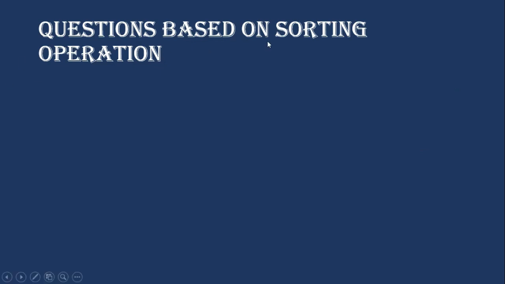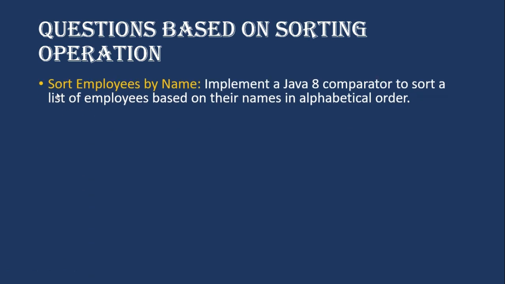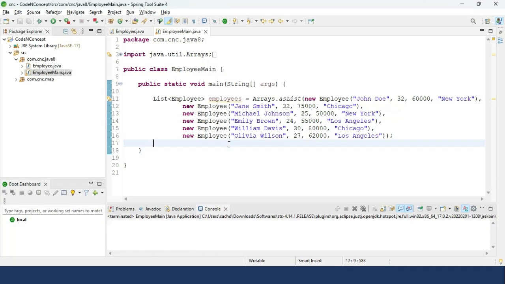Our next questions are based upon the sorting operation. So we will see the first question. It says, implement a Java 8 comparator to sort a list of employees based on their names in alphabetical order. So we want to use the comparator, and we want to sort the employees' names based upon their alphabetical order. Okay, so let's go to the Spring Tool Suite and we will do this program.